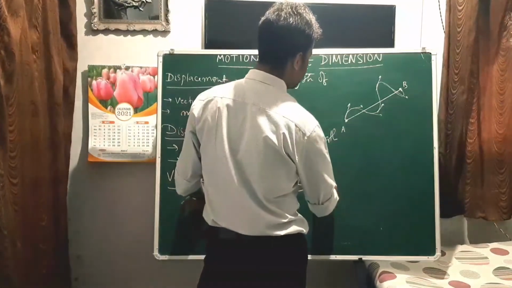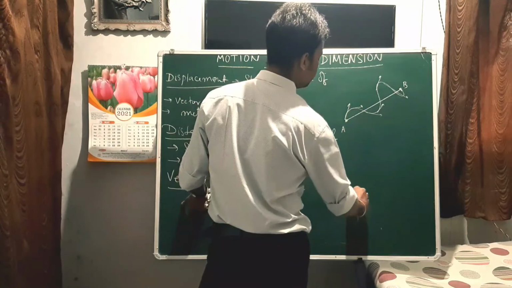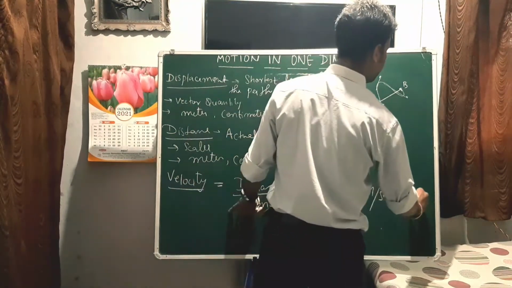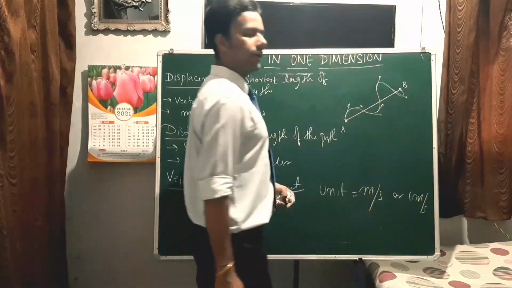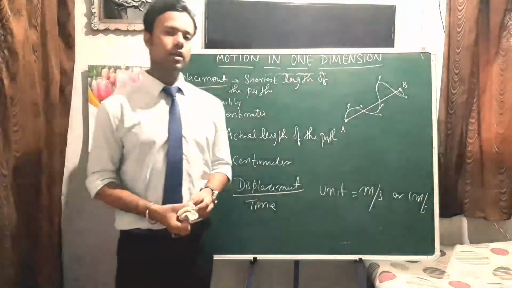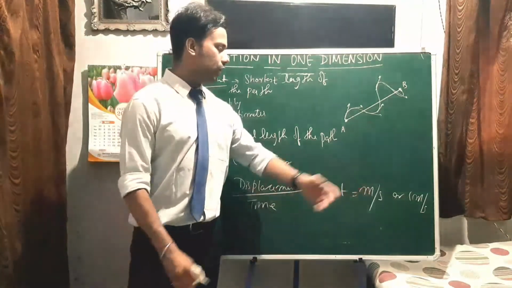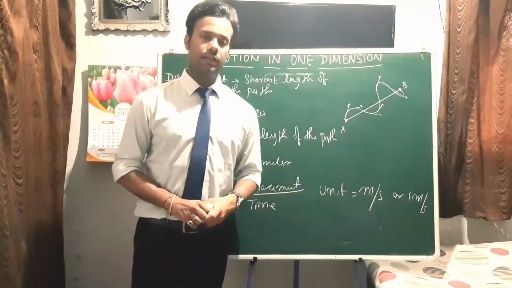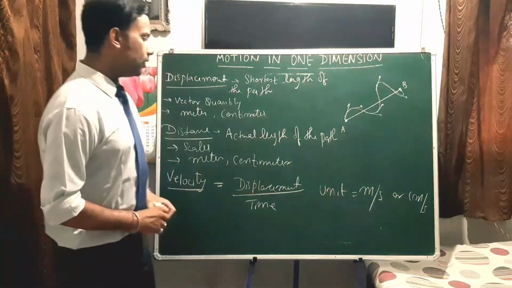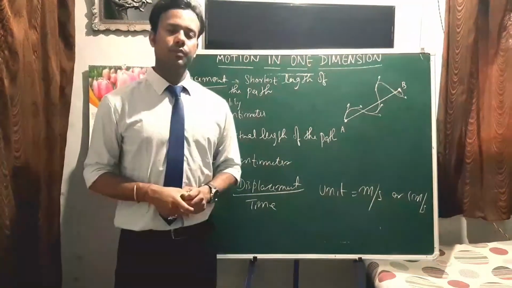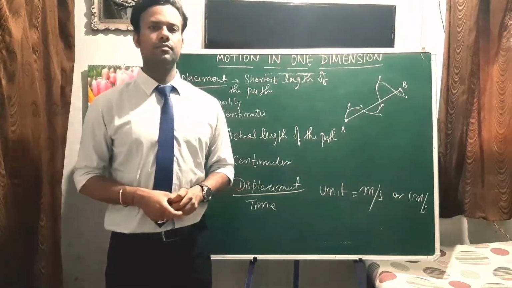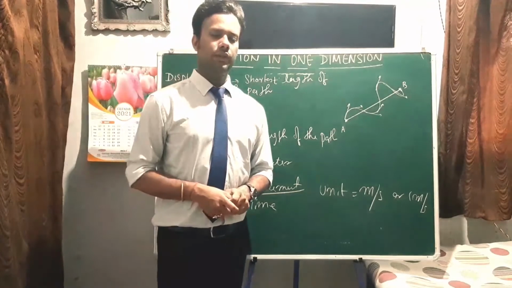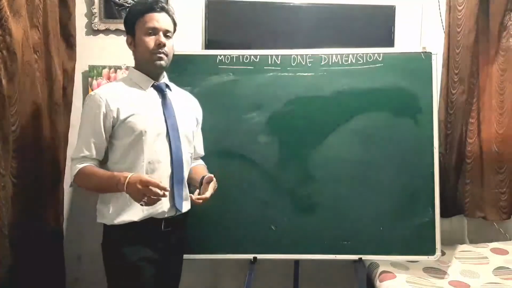What is the SI unit? The MKS unit is meter per second, or centimeter per second. So in MKS the unit will be meter per second, and in CGS it will be centimeter per second. Similarly, what will be speed? Before we jump to speed, there are some more parts of velocity. Let's understand them first.